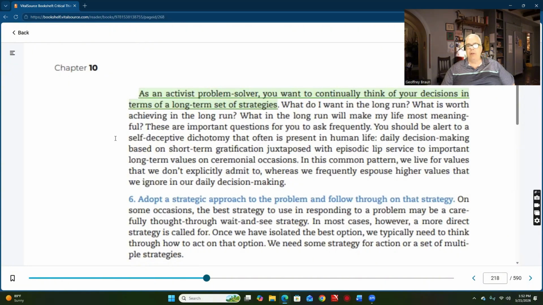What do I want in the long run? What is worth achieving in the long run? What in the long run will make my life more meaningful, right? These are, let's give that a different color. These are important questions for you to ask frequently.